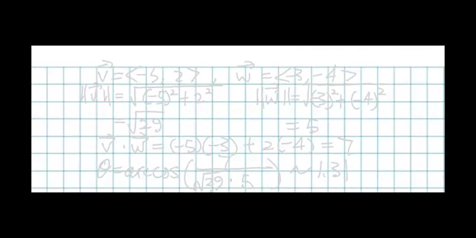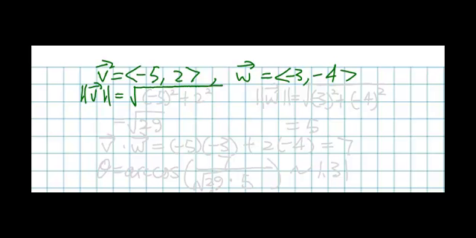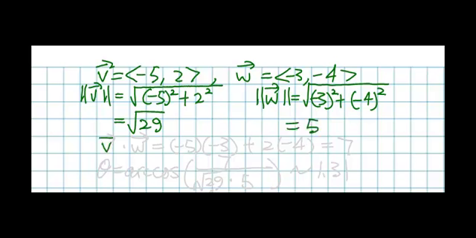We are given vector v equals -5, 2 and vector w equals -3, -4. We will find the angle between these two vectors. We first find the magnitude of vector v. It equals square root of -5 squared plus 2 squared, which is square root of 29. Then we find the magnitude of vector w. It equals the square root of -3 squared plus -4 squared, which equals 5.